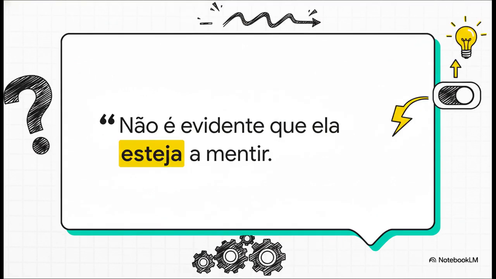And for the last time in this section, what happens when we introduce doubt? No é evidente que. It's not evident. We're questioning that certainty. The switch flips, just like clockwork, and the verb becomes the subjunctive, esteja. It really is that predictable.